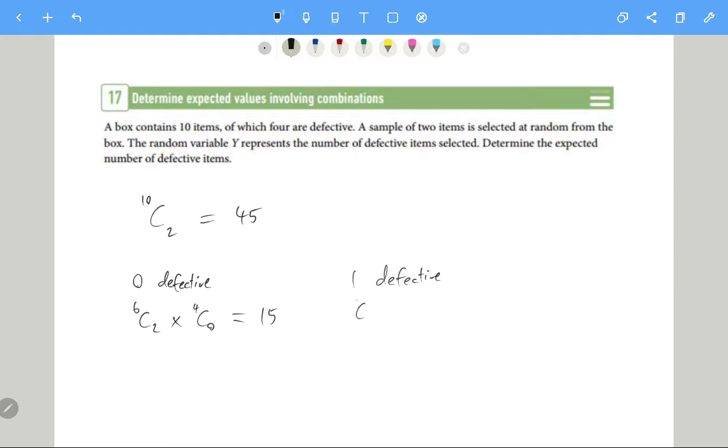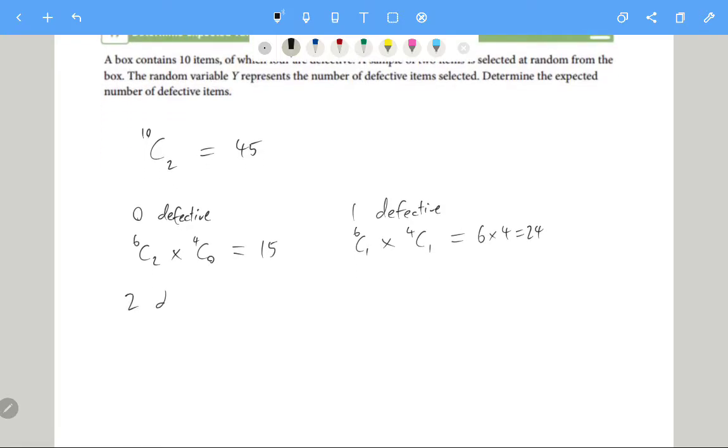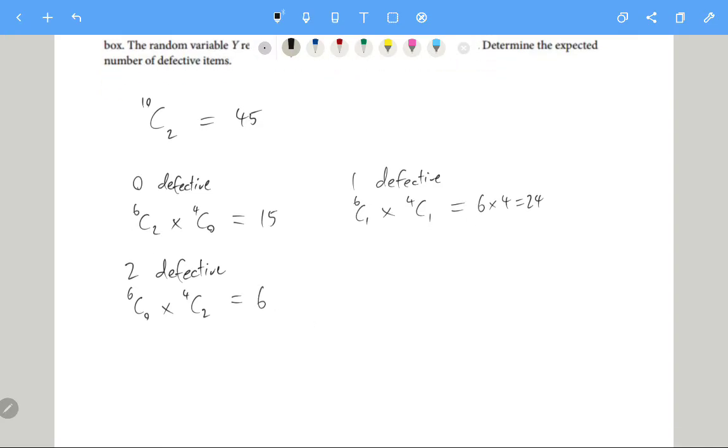What if we got 1 defective? Well, that would be 6 choose 1 times 4 choose 1, which is just 6 times 4, which is 24. And then we've got the last option, which is we get 2 defective. Well, that means of the 6, we're choosing none of them, and of the 4, we're choosing 2 of them. So 6 choose 0 is 1, and 4 choose 2 is 6, and so we get 1 times 6 is 6.